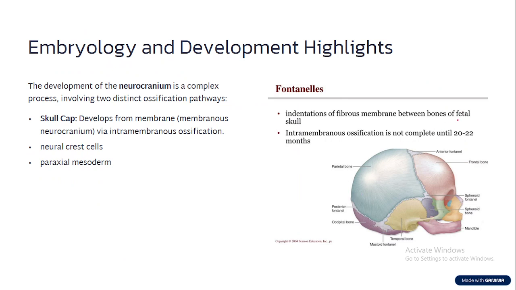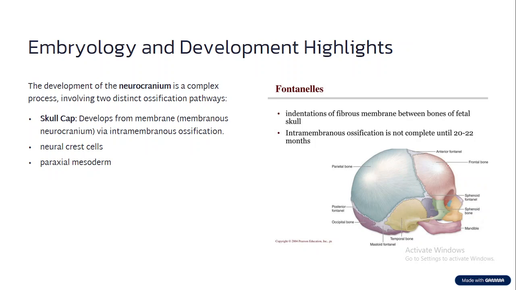Coming to embryology of the skull, we can again divide the skull embryology into two parts. First is the embryology of the neurocranium, and second is the development of the viscerocranium. The neurocranium develops again by two distinct methods. First is the intramembranous ossification and second is the intracartilaginous ossification.